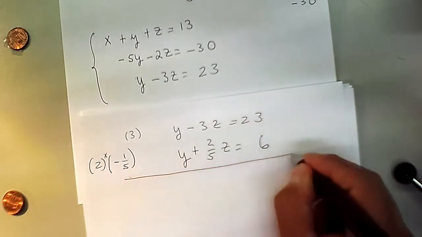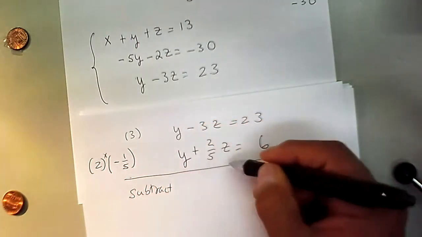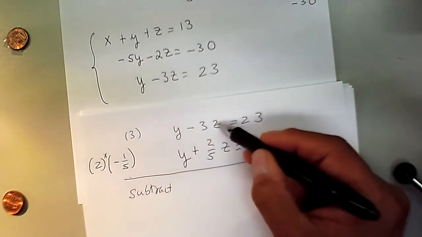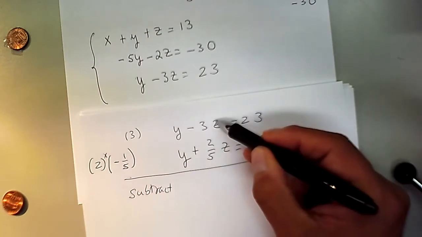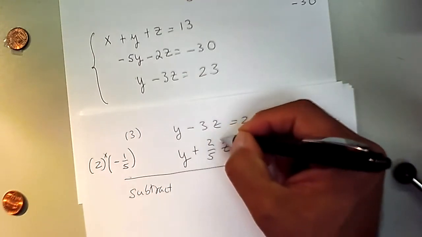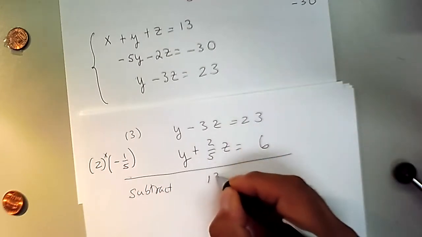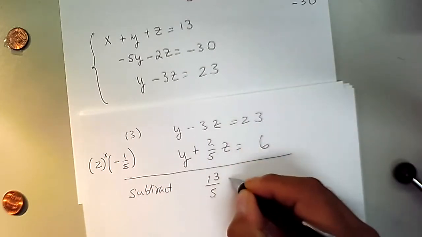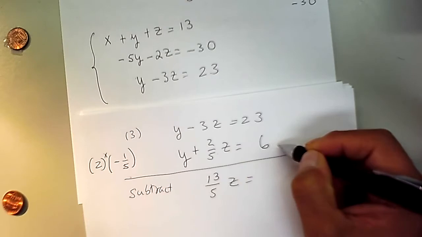And then we subtract. Y minus y, no y, that is the goal. -3z minus 2/5 of z. Well, 3 is 15/5, and then we're going to subtract 2 of those 15/5. So we're going to end up with 13/5 of z equals, and 23 minus 6 is 17.